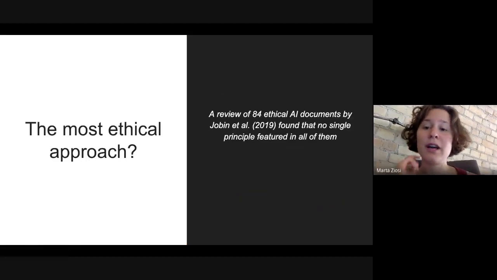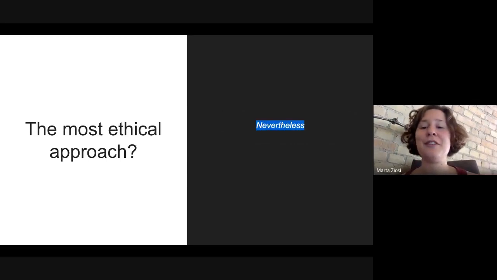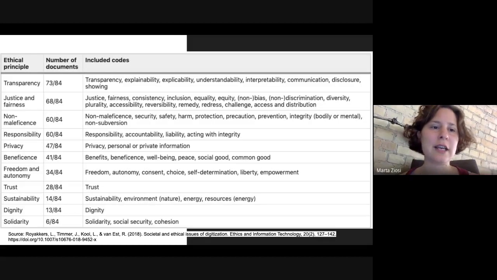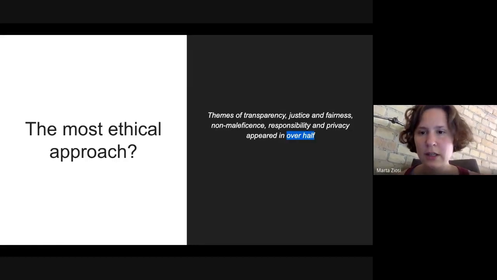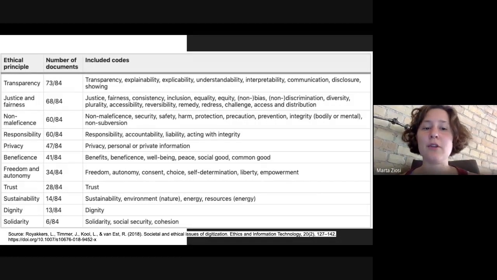A review of 84 ethical AI documents found that no single principle, such as fairness, accountability, what we saw now, featured in all of them. So we just talked about consensus, but that's a bit of confusion. Nevertheless, we might save the day: themes of transparency, justice and fairness, non-maleficence, responsibility and privacy appeared in over half. And here you can see it. This is the table from the study. You can see that until responsibility and privacy, there is a count in number of documents, and these keywords appear in over half of the ethical guidelines that have been reviewed.